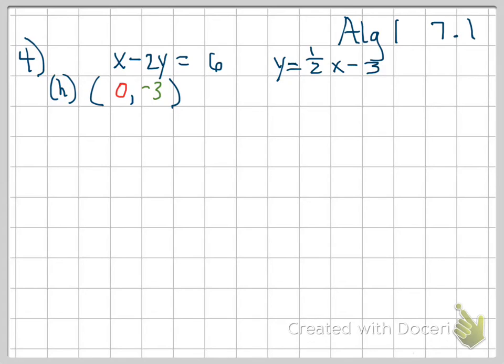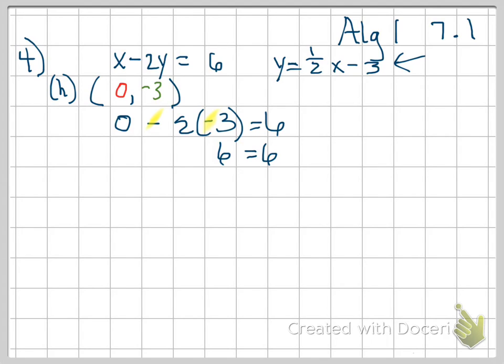So x is 0. Minus 2 times y, which is a -3, equals 6. So we know that a -2 times a negative, a negative times a negative, we're looking at this right here. A negative times a negative is a positive. So 2 times 3 then is 6. And 6 equals 6. We'll go over to this equation.